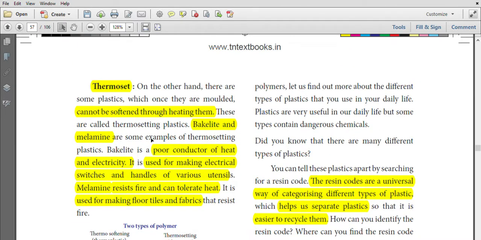Thermoset plastic. Thermoset plastic cannot be softened when heated. Examples of thermoset plastics are bakelite and melamine. Bakelite. The monomers of bakelite are phenol and formaldehyde. The monomer of melamine is cyanamide. Bakelite is a poor conductor of heat and electricity, so it is used for making electrical switches and handles of various utensils. Melamine resists fire and tolerates heat. It is used for making floor tiles and fabrics.